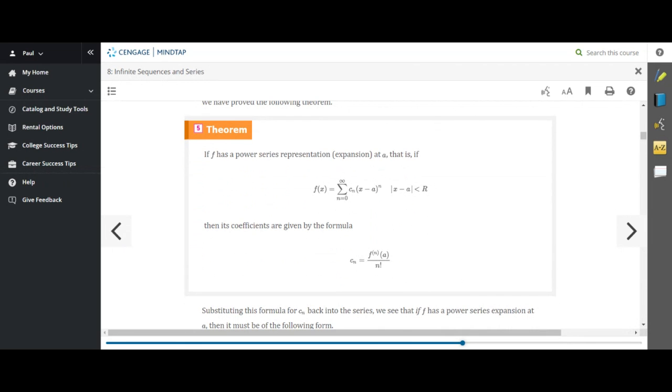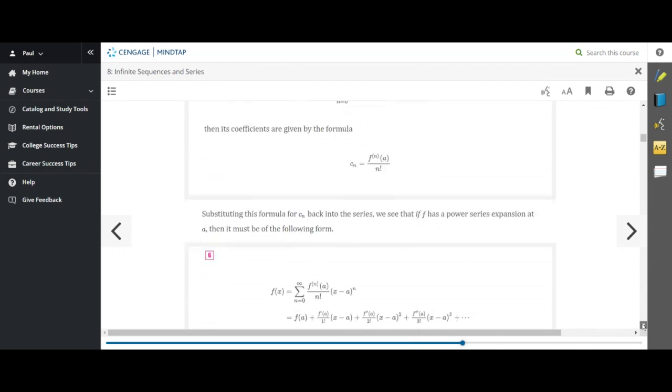this theorem that if the function has the power series representation below, then the coefficients are given by that formula. So we can substitute in the formula, the nth derivative of a divided by n factorial, for all the coefficients in the power series. And if we do that, we come up with what we call the Taylor series. Okay, the Taylor series, named after Brook Taylor, who lived from 1685 to 1731.